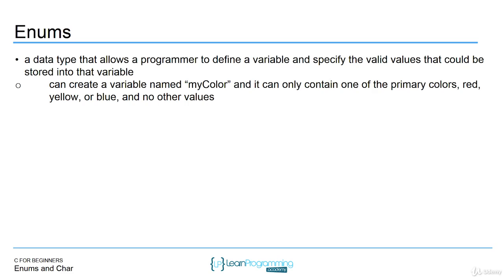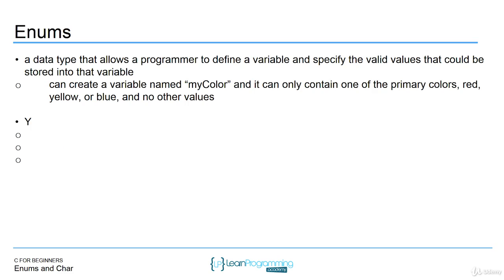So for example, you could create a variable named myColor, and if it's a certain enum type, you can set it so that it can only be assigned values of primary colors, such as red, yellow, or blue. And then no other values can be assigned to it. The compiler will give you an error. It's sort of like a data type that you can create, but you're going to have to define the data type, and then you're going to have to create variables of that type.